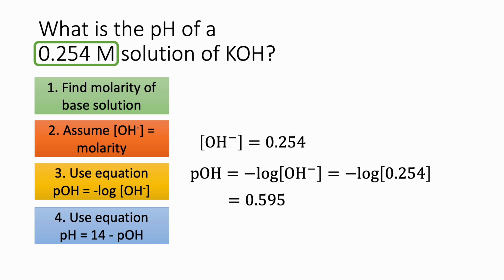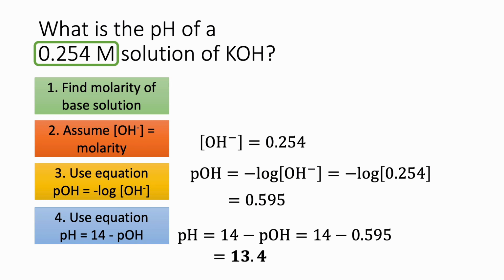But that's the pOH, it's not the pH. So let's go to step 4 and use our equation. Plug in the pOH, and we get a pH of 13.4. So this is a pretty basic solution.